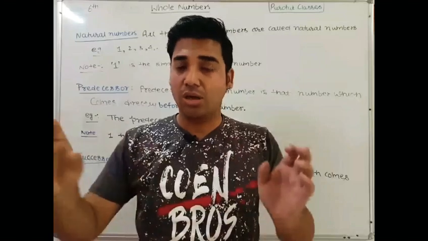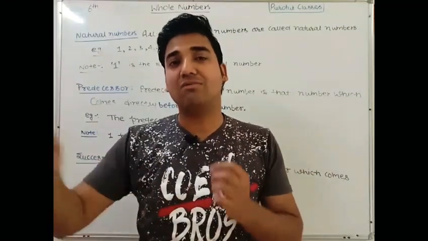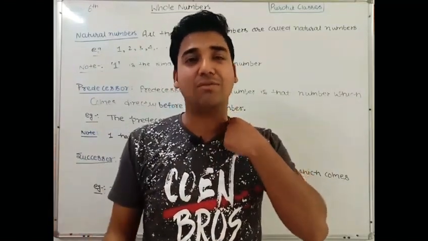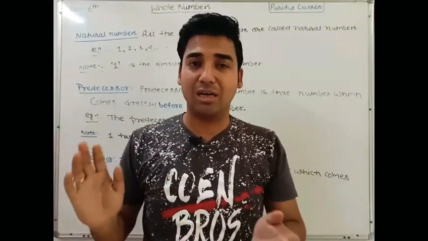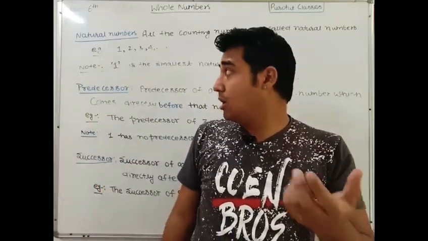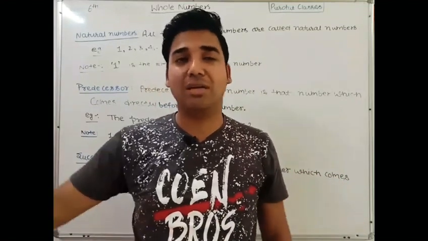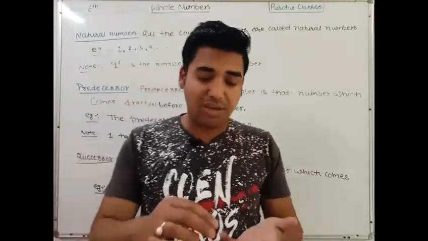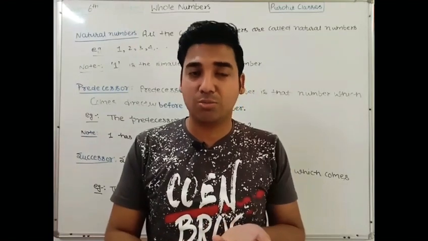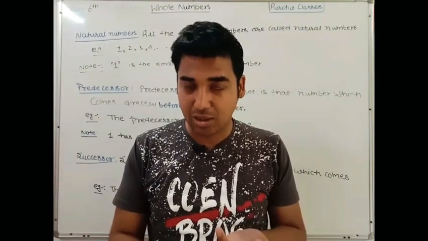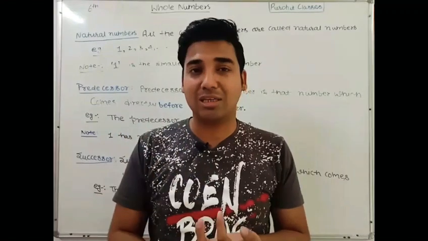What we say for the greatest number which we don't know is called infinite, or you can say undefined. The greatest natural number is undefined. The examples of natural numbers are 1, 2, 3, 4, 5 and so on. If someone asks you what is the smallest natural number, what will be your answer? Correct, 1 is the smallest natural number.